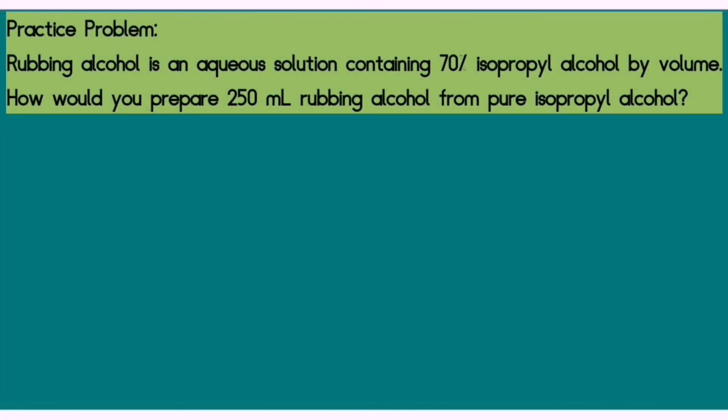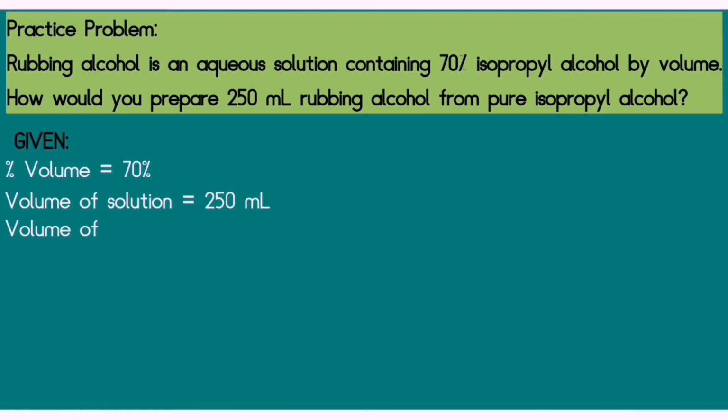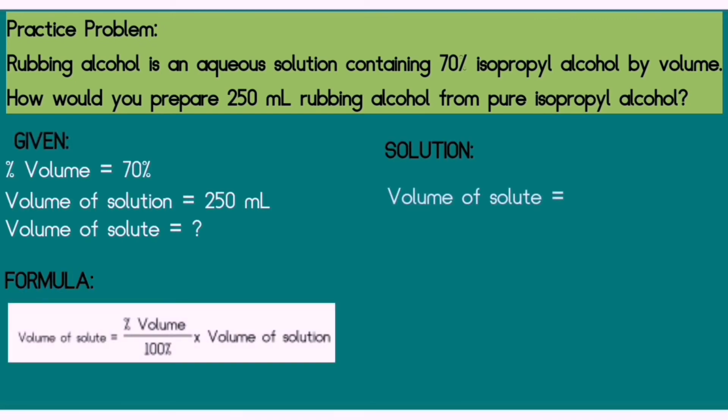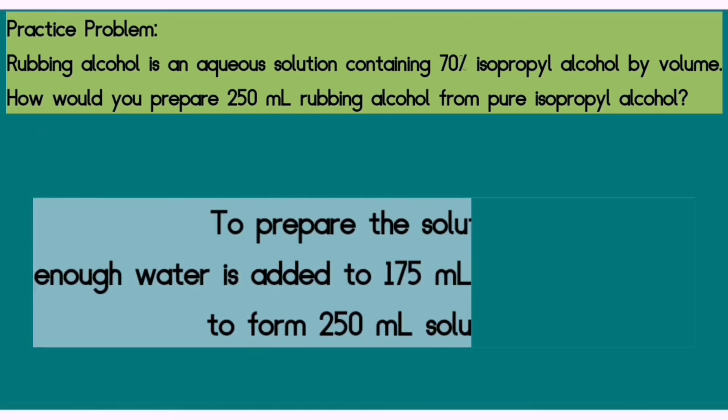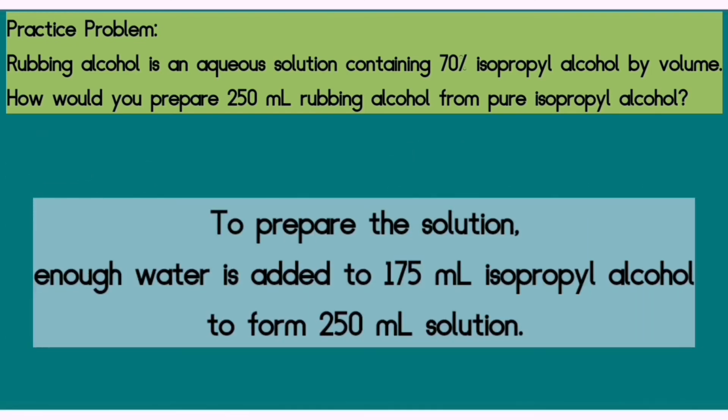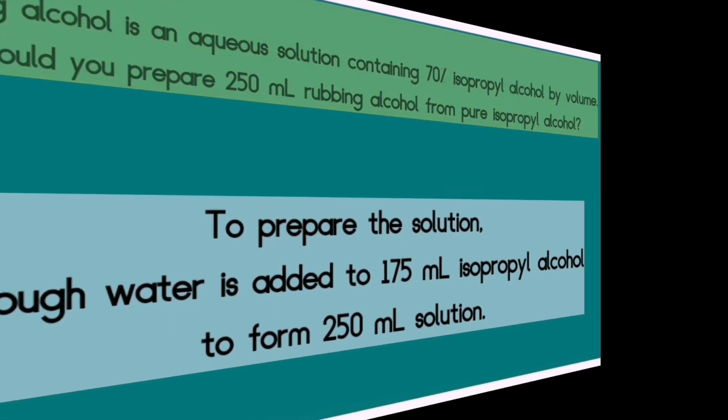Following the steps in solving problems, first, write what are given and substitute the given values. We know that 70% of the volume is isopropyl alcohol. So, 70 ml isopropyl alcohol divided by 100 ml solution times 250 ml solution is equal to 175 ml isopropyl alcohol. To prepare the solution, enough water is added to 175 ml isopropyl alcohol to form 250 ml solution.